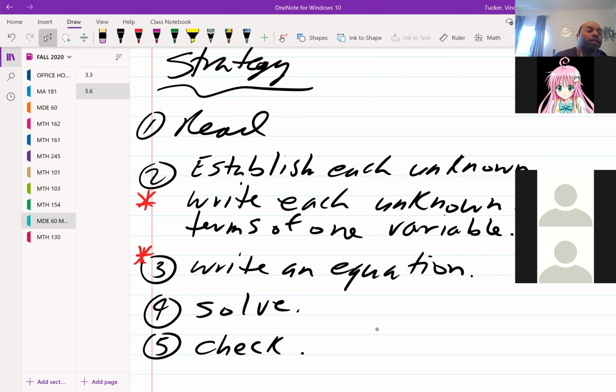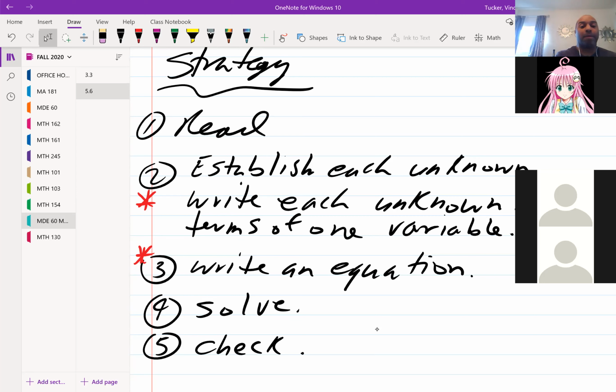Now, check is important because you want to make sure you've actually answered the question. It is possible to solve and be correct in your solving, but still not have completely answered the question, because let's say you solve down and get x, but then they ask you for the measurement of each. Well, one answer is not what they're looking for. They're looking for multiple answers. So you would take what you solved for, and that will help you to find your answers. So you'll see what I mean as we do a few.